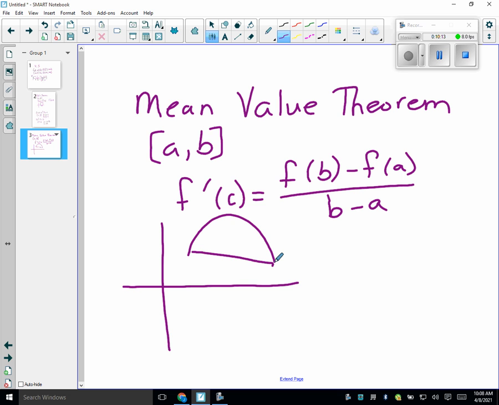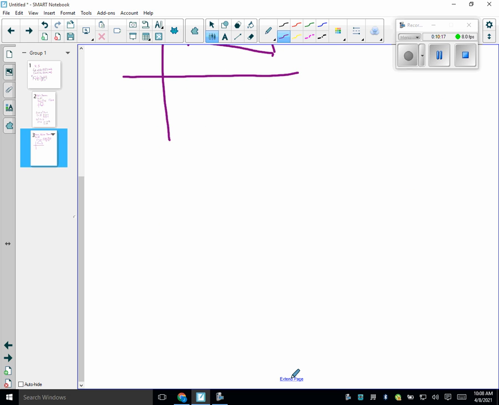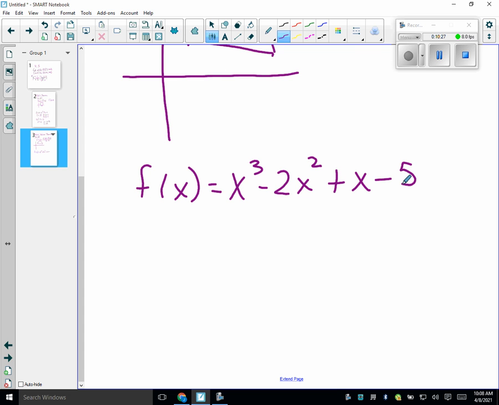So can we work a mean value theorem? Here is my function, f of x equals x cubed minus 2x squared plus x minus 5, on the interval -1 to 2. And those would just be the y values, right? No, those are the x values. That's the interval.